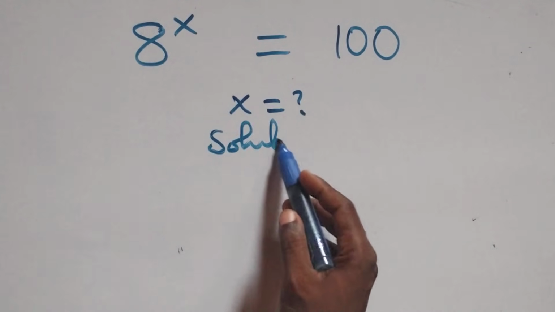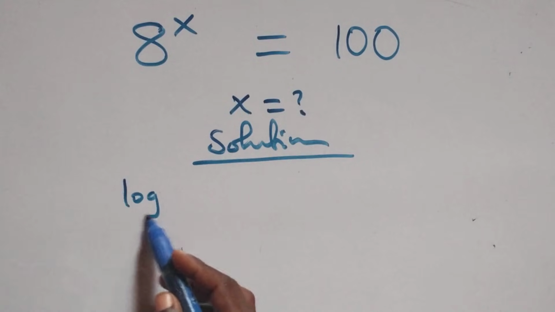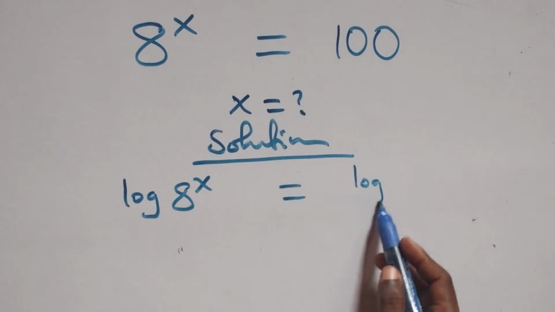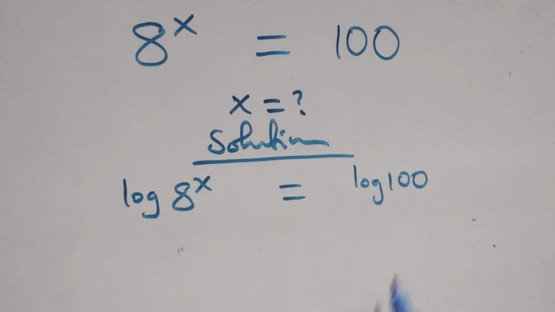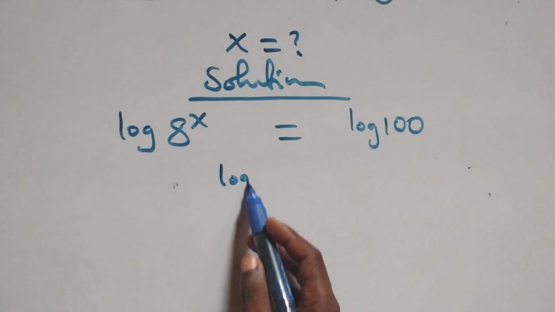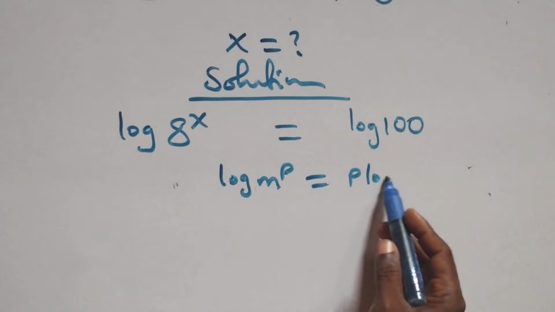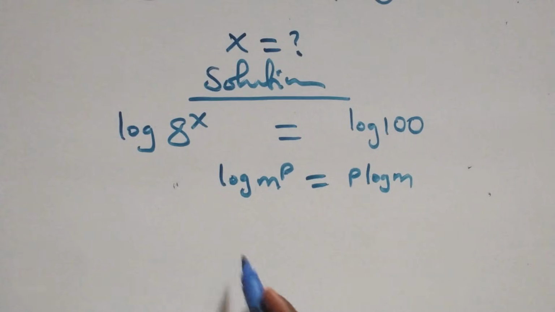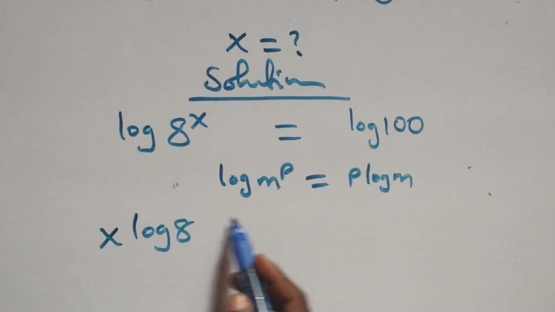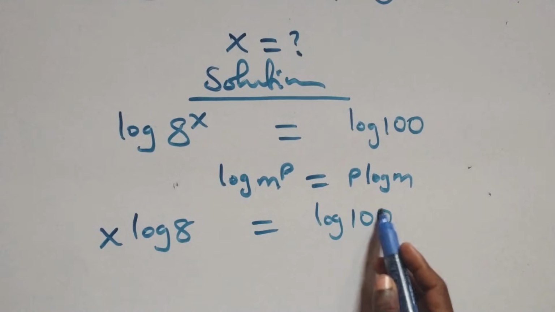Solution from here. What we have here, you take the log on both sides. That is, here we have log 8 raised to power x equals log 100 on this side. And here we apply the power law of logarithm. When we have log m raised to power p, this is the same thing as p log m. That is, here we have x log 8 equals log 100.